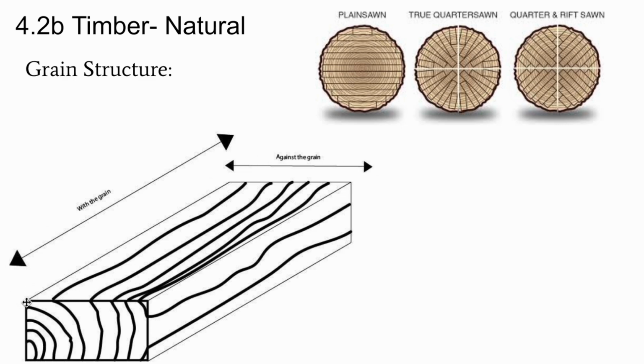With the grain would be parallel to the way that the grain is running along the wood. You can see here, this would be the tree rings right here, and this is the grain that's running along that tree ring. Against the grain is going to be the opposite of with the grain, so it's going to be perpendicular to the direction of the grain.